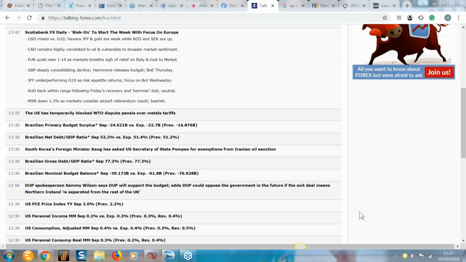So, when the market opens, you can see here the headline, US mix versus the G10, the havens. What is a safe haven? Well, the Japanese yen is a safe haven. You could be asking yourself, why is the Japanese yen a safe haven? Well, it just is. It's just one of these currencies. It's like Janus. It's a safe haven, and it's also a funding currency for risk.